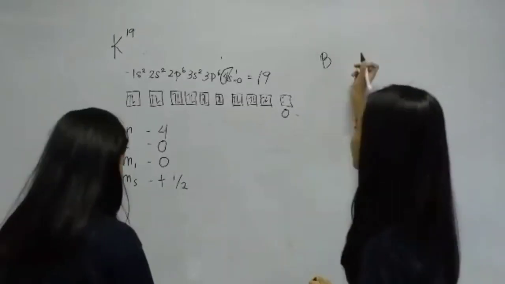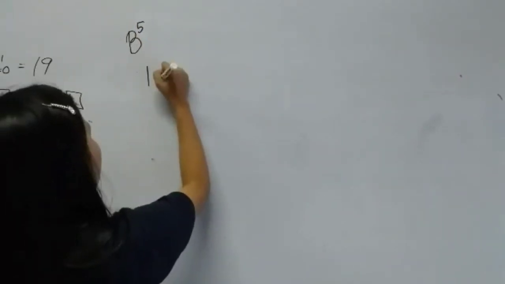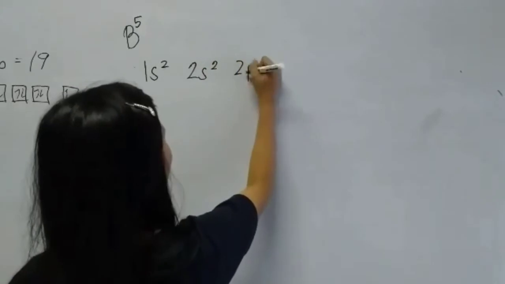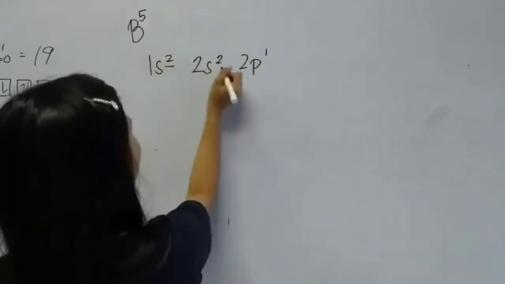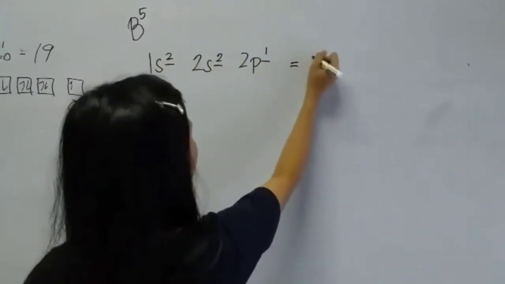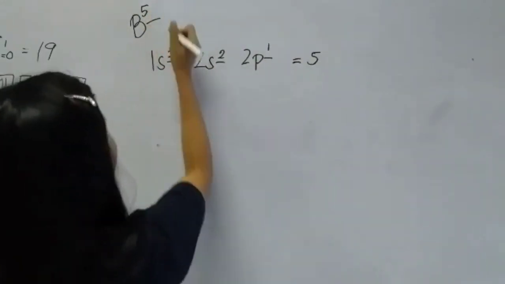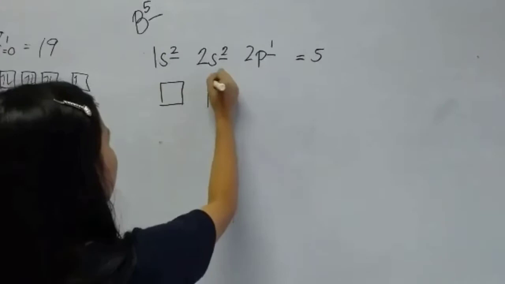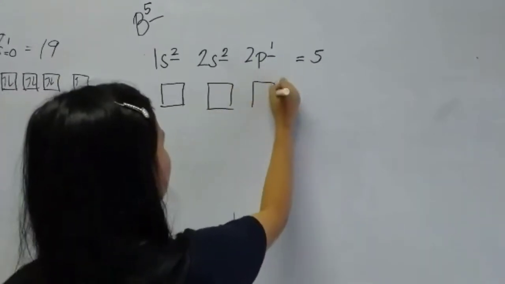Another example is B, boron. Boron's atomic number is 5. 1s2, 2s2, 2p1. 2 plus 2 plus 1 is equal to 5. Same with the atomic number of boron. So we should write the orbital diagram, 1 box for s and 3 for p.